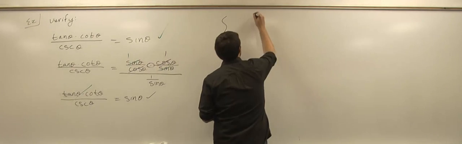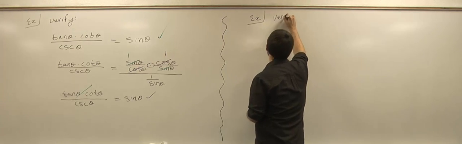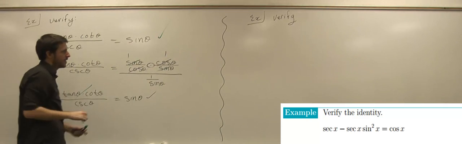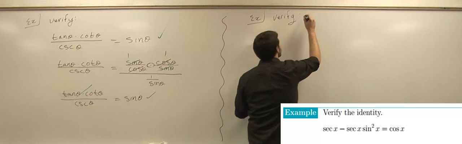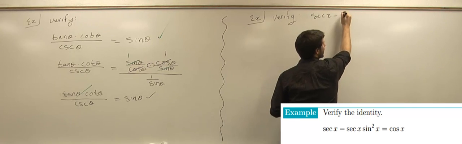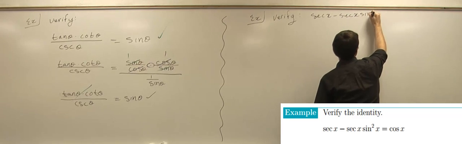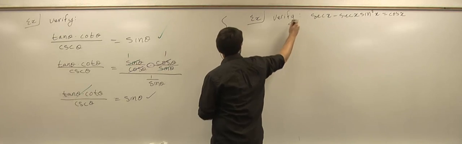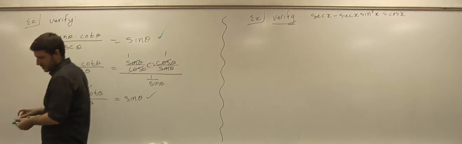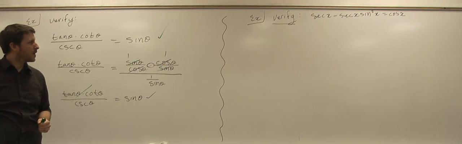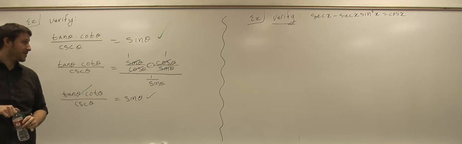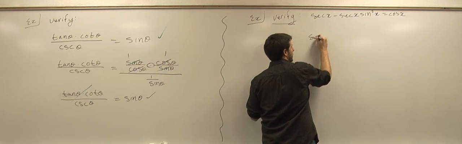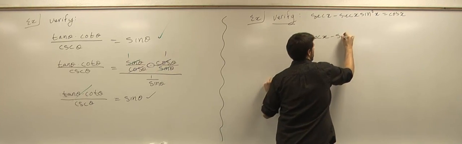All right, let's try another one. So I gave you secant x minus secant x sine squared x equals cos x. Can you verify this identity? What side do you want to start on? The left, right? It's got more to deal with. So it'll be easier to try and simplify. So we're going to start with the left and try to get to the right.